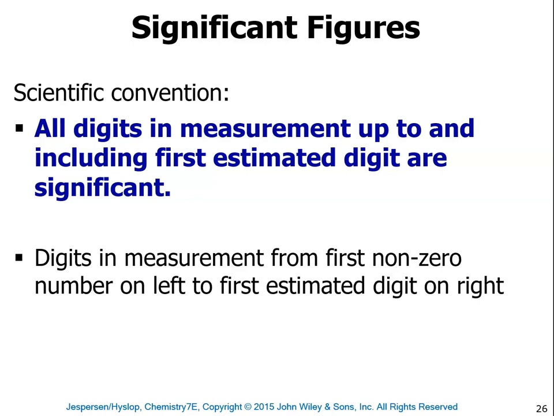It's just an idea of, in the real world, when you're taking measurements, there are numbers associated with those measurements and units associated with those measurements, and they mean something. They tell us something about how those data were collected. So for scientific convention, all digits in measurements up to and including the first estimated digit are significant. This is what we call significant figures. And digits in measurements from the first non-zero number on the left to the first estimated digit on the right are considered significant.